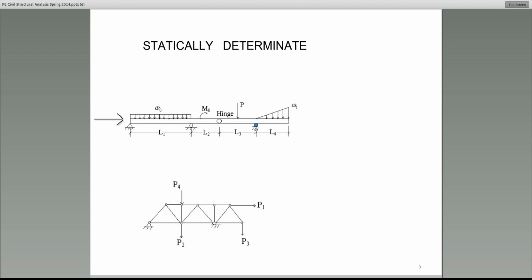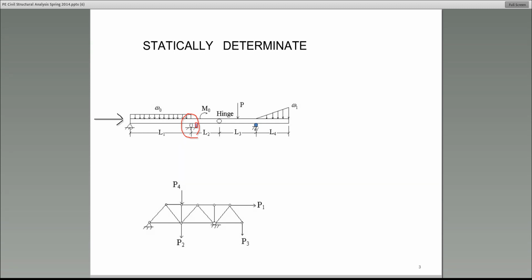Now, what about the other support? We have another support that's right over here. And guys, that is a roller. Whenever you see a circle sitting on a surface, that is a roller. And how many unknowns are there at a roller? 1 reaction. Jacqueline Old says roller has 1 reaction. That's correct.